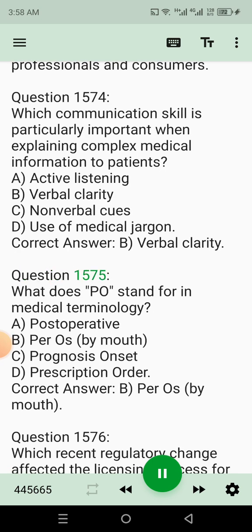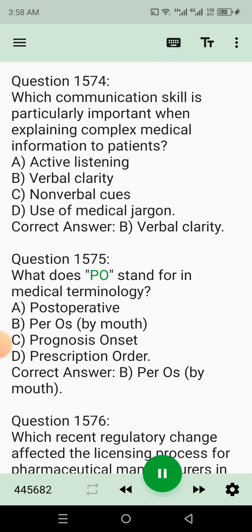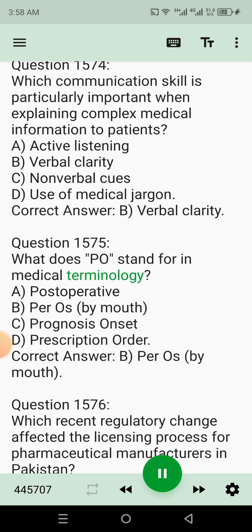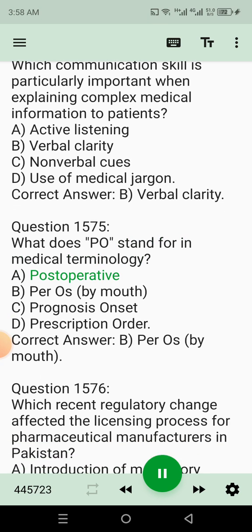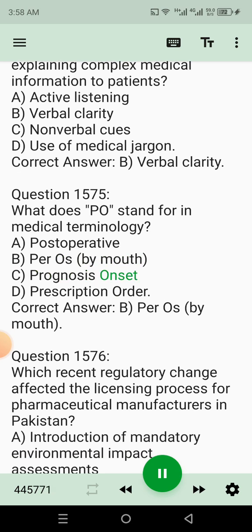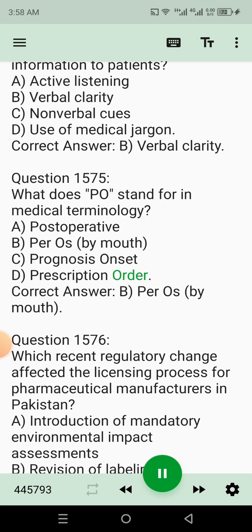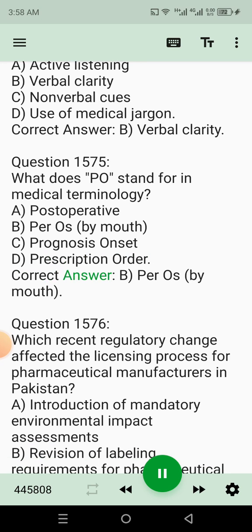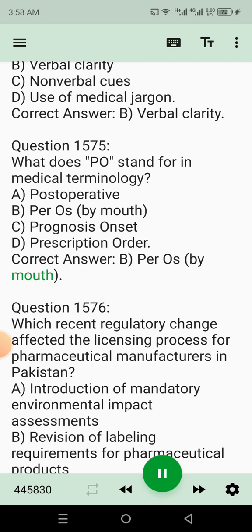Question 1575. What does PO stand for in medical terminology? A. Postoperative. B. Per os, by mouth. C. Prognosis onset. D. Prescription order. Correct answer. B. Per os, by mouth.